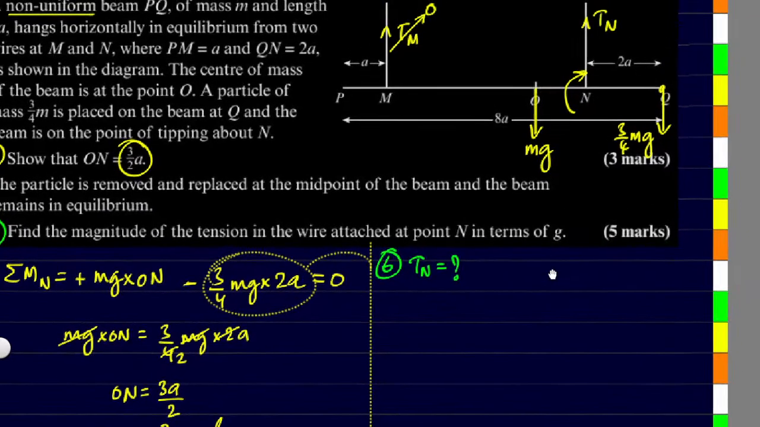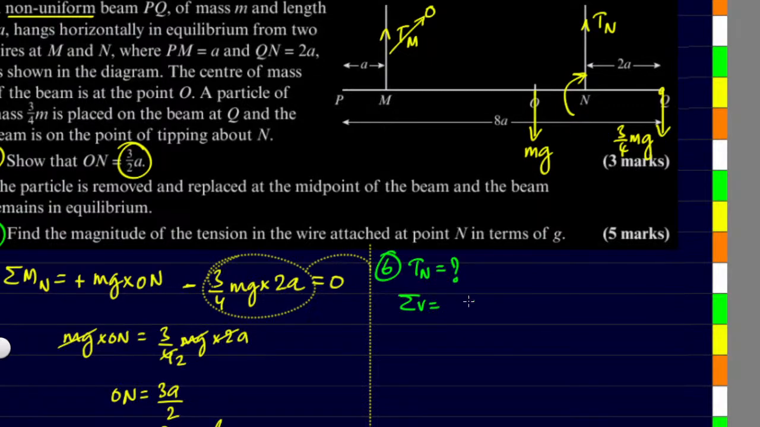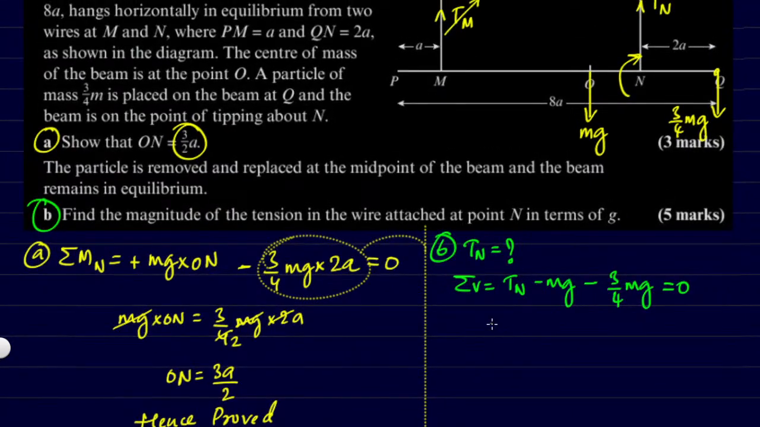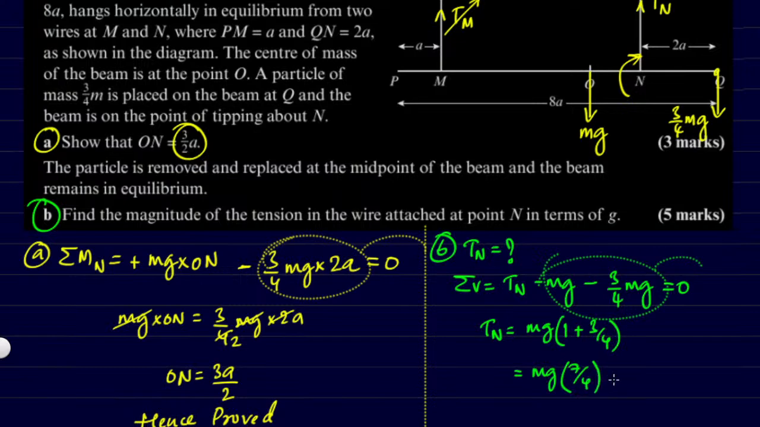For this we just have to take sigma V. What are the vertical forces? Tn is acting upwards, mg is acting downwards, and 3/4 mg is also acting downwards. The total should be 0, correct? So both these terms are negative, send them to the other side. Tn will be mg common, 1 plus 3/4, so mg into 7/4, correct? So 7mg/4. This is our answer.